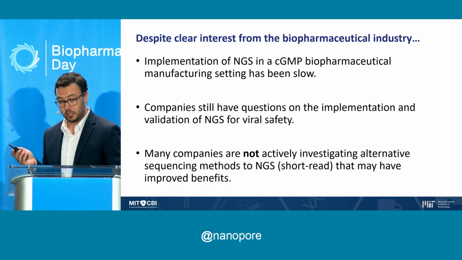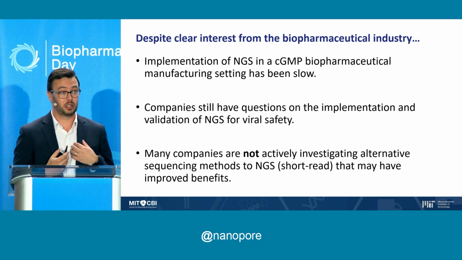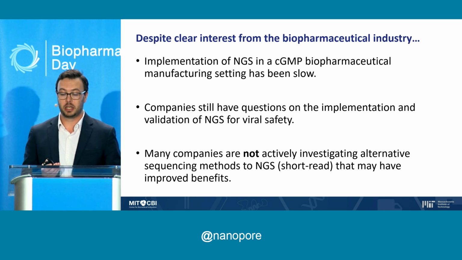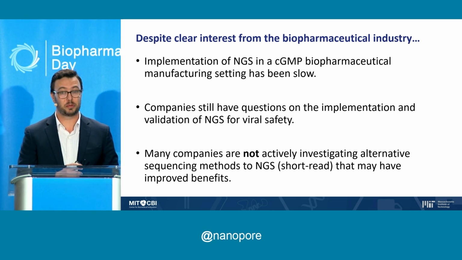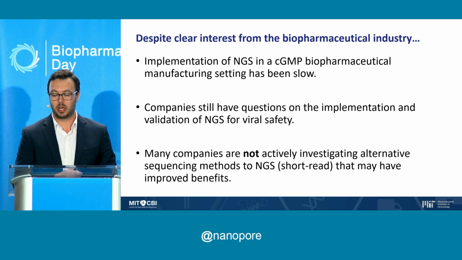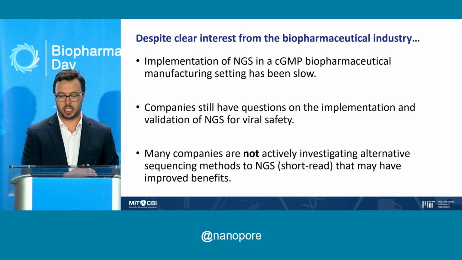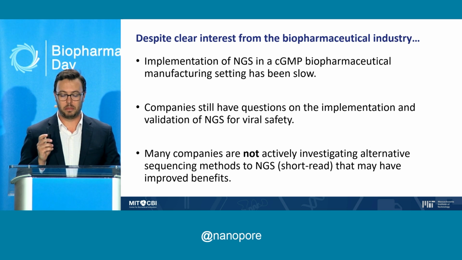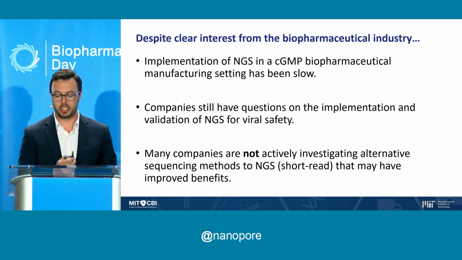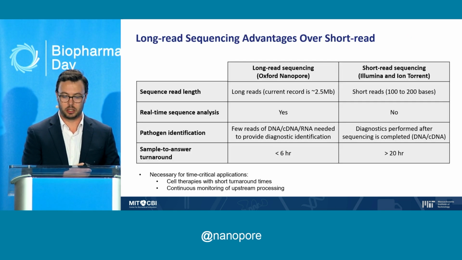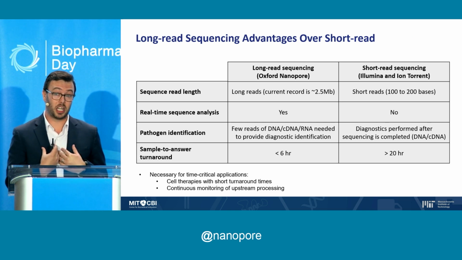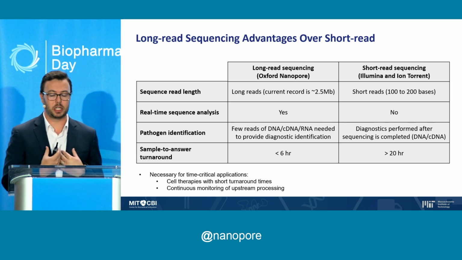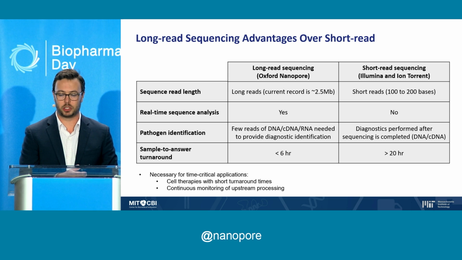So, despite the clear interest from the industry, we can tell you from the CAACB that implementation of NGS has been slow at best. And companies still have many questions on the implementation and the validation of NGS for viral safety. And most companies, to be fair, are not really investigating alternative methods to what I would call short read sequencing, such as Oxford Nanopore. But us at CBI, we would argue that long read sequencing has potential advantages over short read sequencing.